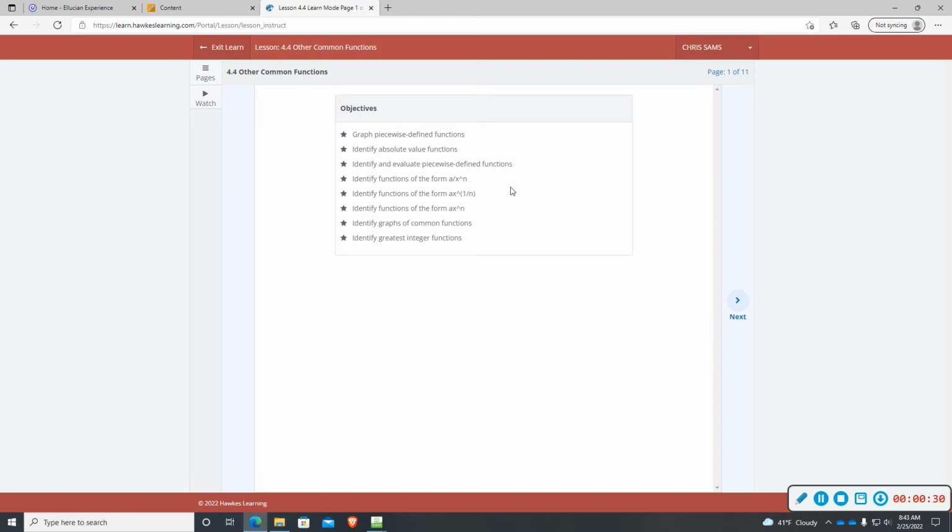a to the x raised to the 1 divided by n power, that is. Identify functions of the form ax to the n power. We're going to identify graphs of common functions and identify greatest integer functions.